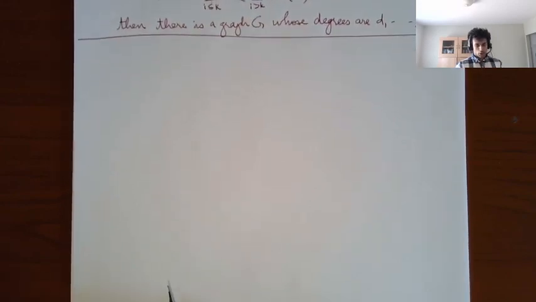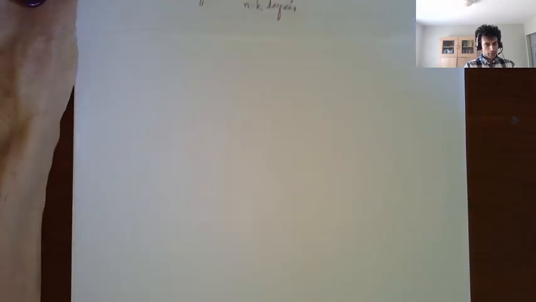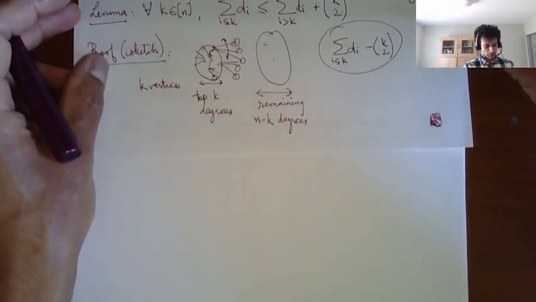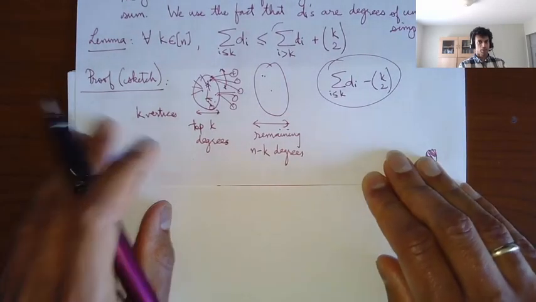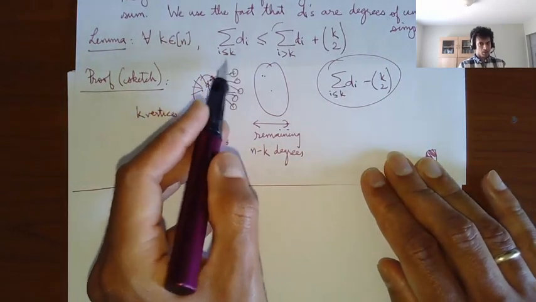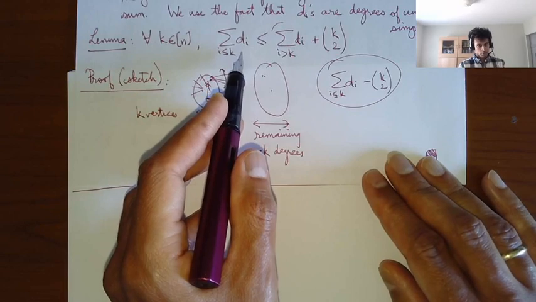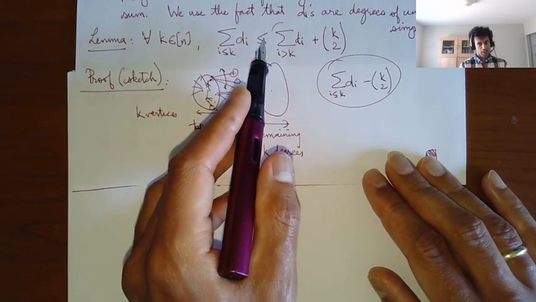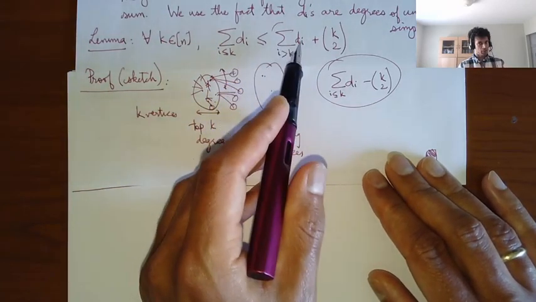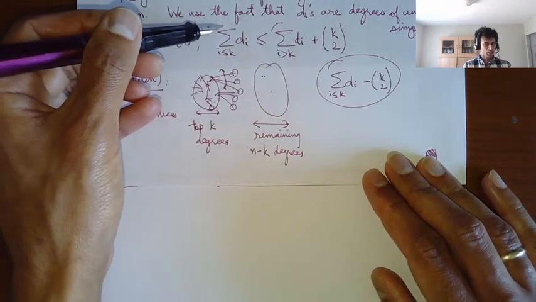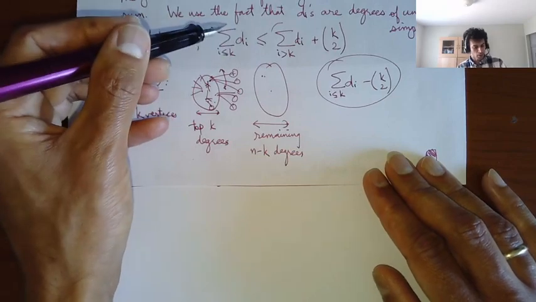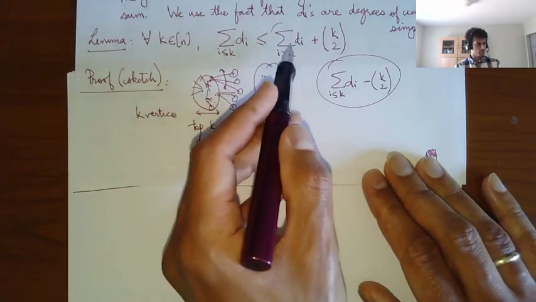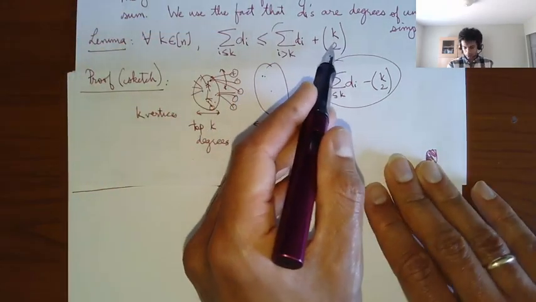Now let's go back to this lemma that we have. This lemma is very useful because it tells us that the sum of the top entries is less than or equal to the sum of the remaining entries. Think of this as what's going to kick up your variance. But the part that kicks up your variance is at most the sum of the remaining plus this additional annoying term.